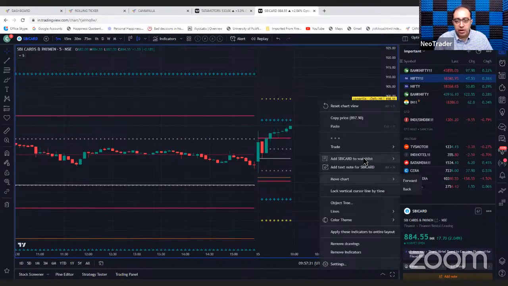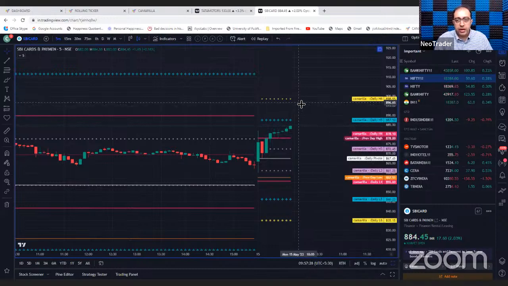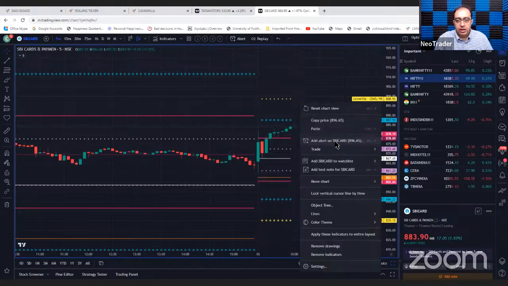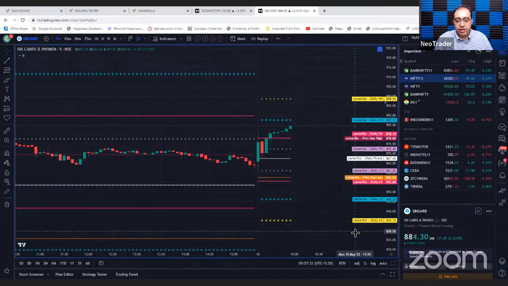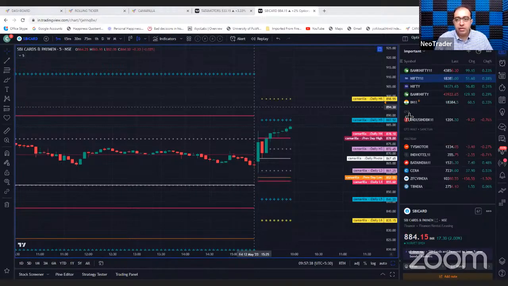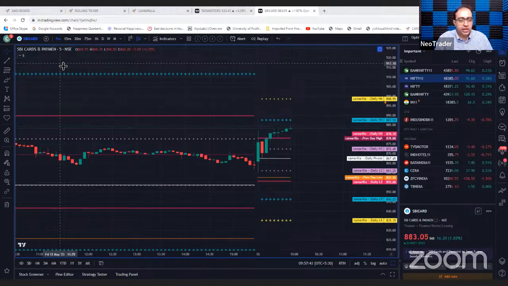तो यहाँ पर मैं एक अलर्ट डालता हूँ. Always set an alert here just before the prices. So here I set an alert and I will know if the prices reach there. तो यहाँ पर मैंने एक अलर्ट डाल दिया है और वहां से पता चल जाएगा कि if it's able to reach that level. Okay, so SBI card setup is good.